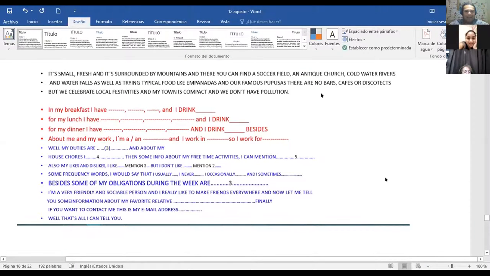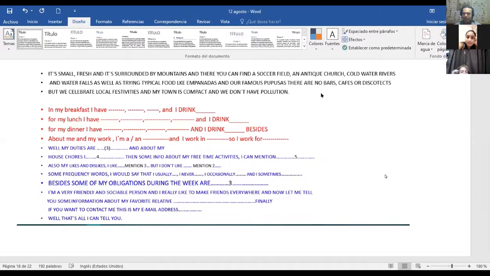Okay. Well, my duties are to check the homework of my students, send emails to the parents of the students, and check emails. About my house chores, I cook, clean the house, go to the supermarket. About my free time activities, I read the newspaper, I watch TV. Also my likes and dislikes: I like pizza, I like chicken, I like to sing, but I don't like to iron, I don't like onions.